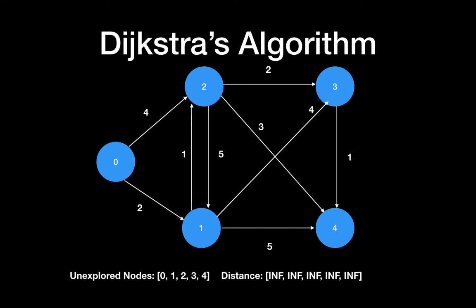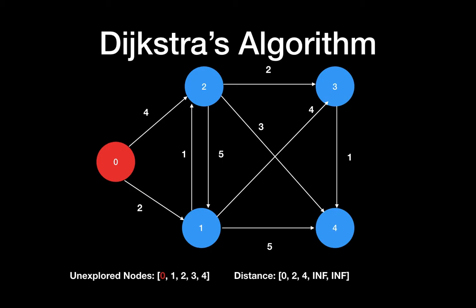We will be keeping track of two things: unexplored nodes, so I have all the 5 nodes unexplored, and a distance. I'll be initializing the distance as infinity for all nodes. We will start with a source node. The node 0, represented in red, is the source node.